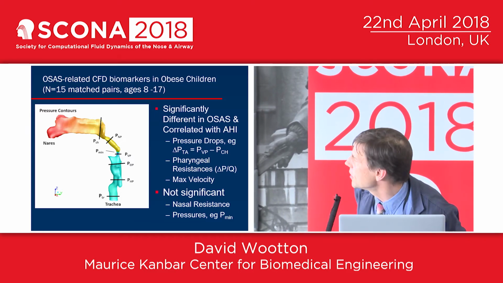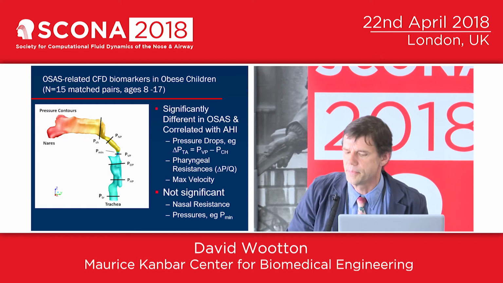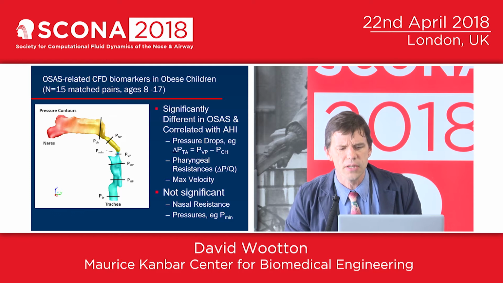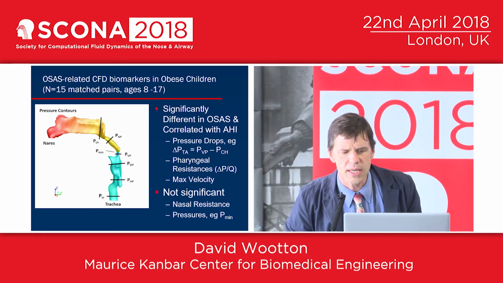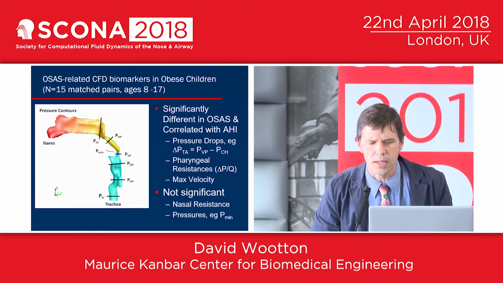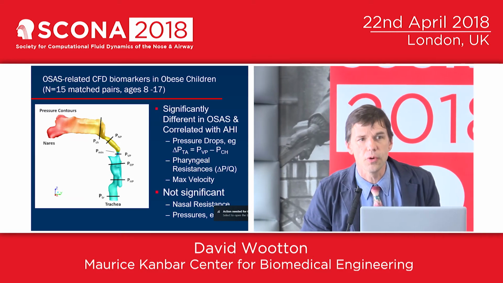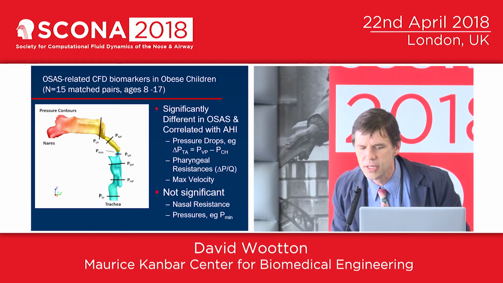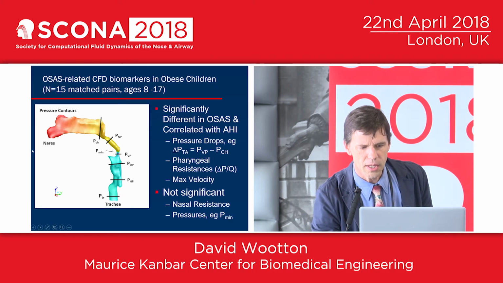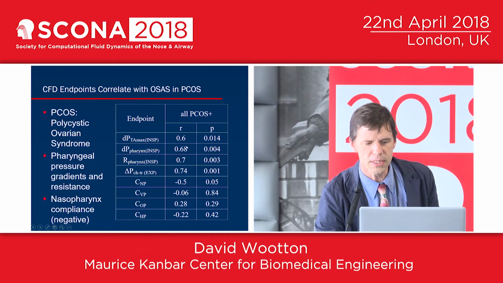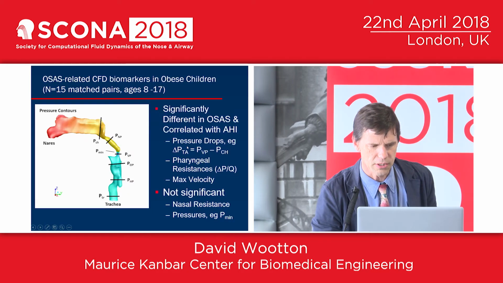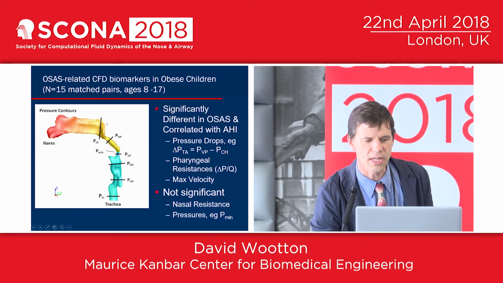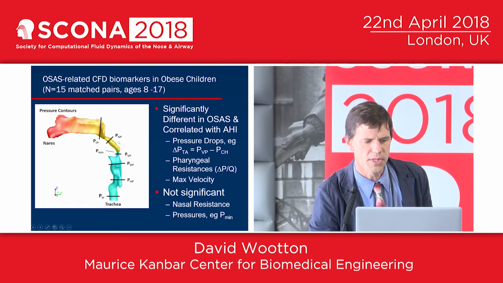So we compare that number, the AHI, to a variety of different CFD model outcomes. The ones that are significantly different between kids with OSAS versus normals, and which are also correlated with the severity, that is, they correlate with the apnea-hypopnea index, turn out to be, first of all, local pressure drops. So an example would be something we would call delta P TA, that is, through the tonsils and the adenoids of these kids. So this is a kid with apnea.